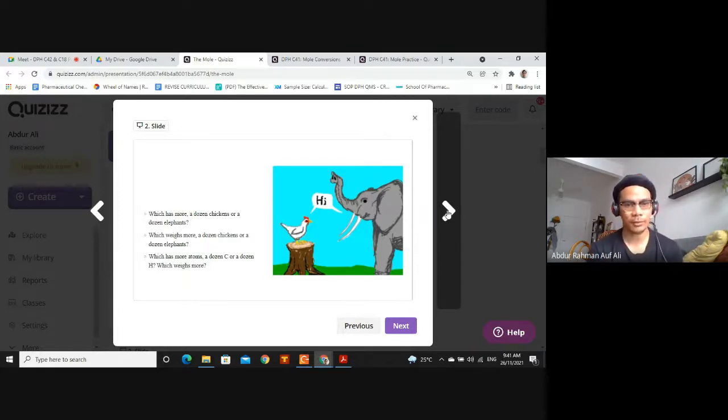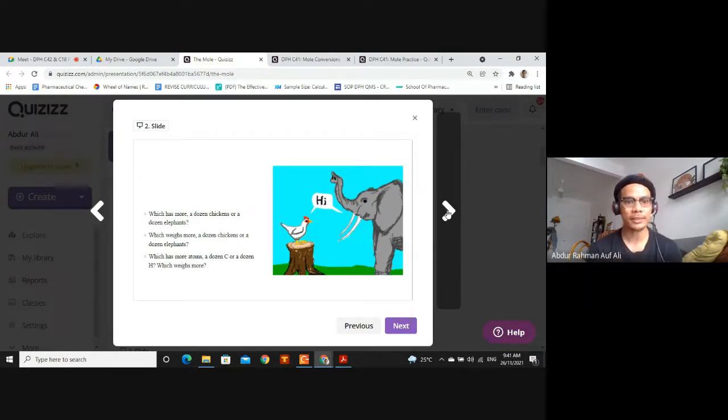I want to explain this because I will relate it later on. You can imagine an elephant, and you can imagine a chicken. Of course, the elephant is bigger than a chicken. So if one elephant is already heavier than one chicken, that means 12 elephants are definitely heavier than 12 chickens. This is very important for you to understand, because later when I relate this to elements and atoms, you will see why.